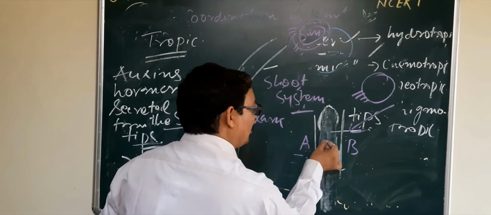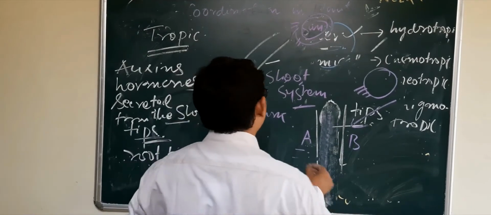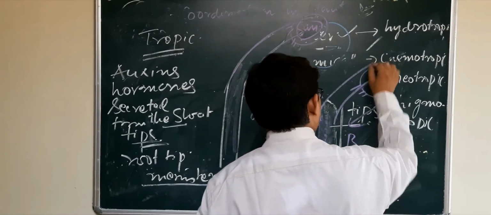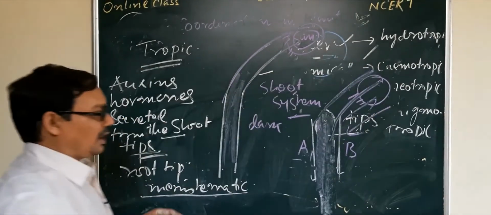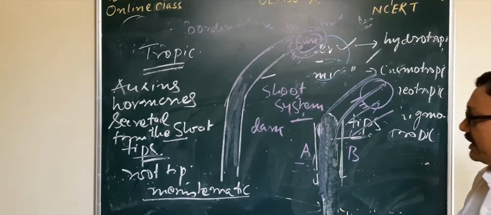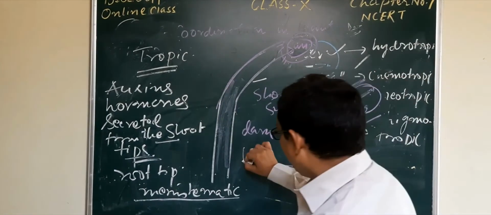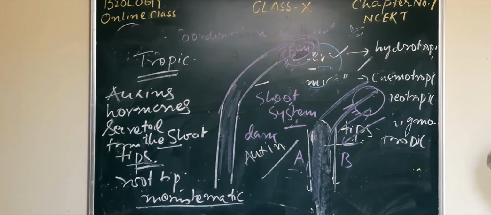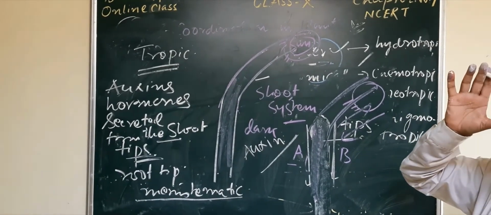When it accumulates in greater concentration in this part, what will happen? This part will be bent towards the light. If it accumulates here, then there will be elongation, and that's why the shoot will move towards the light. In this way we have seen the actions of auxin in the case of tropic movement. Similarly, you will see the actions of auxins in the case of other types of tropic movement also.